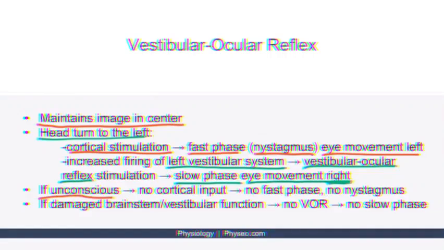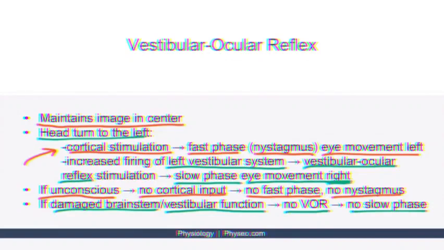So if the patient is unconscious, there will be no cortical input, which means the cortex will not be stimulated, so there will be no fast phase and no nystagmus. And if the brainstem is damaged, then the vestibular system will not function, so there will be no vestibular ocular reflex. So in other words, no slow phase. So let's draw this up.